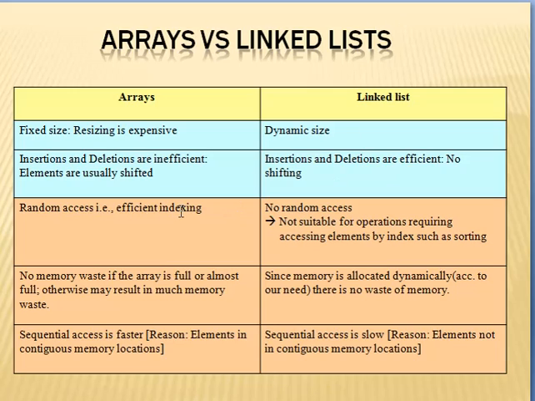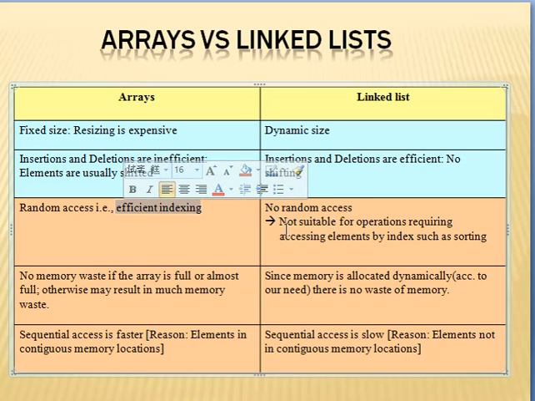In arrays, random access is possible, that is, efficient indexing, whereas in a linked list there is no random access, so it is not suitable for operations requiring access to elements by index, such as sorting. We cannot perform random access in a linked list because each node only has the address location of the next node it points to.